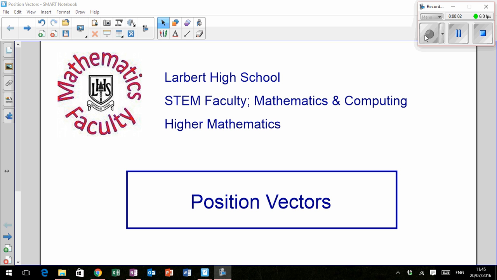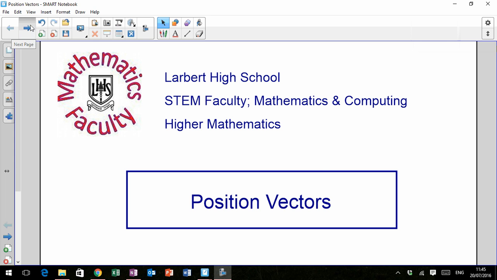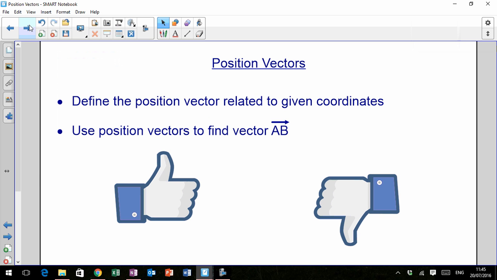Hi there, welcome to the position vectors video that looks at part of vectors in higher maths. We're going to look at two things today: how to define a position vector related to given coordinates, and then use those position vectors to find the vector between any two coordinates basically.